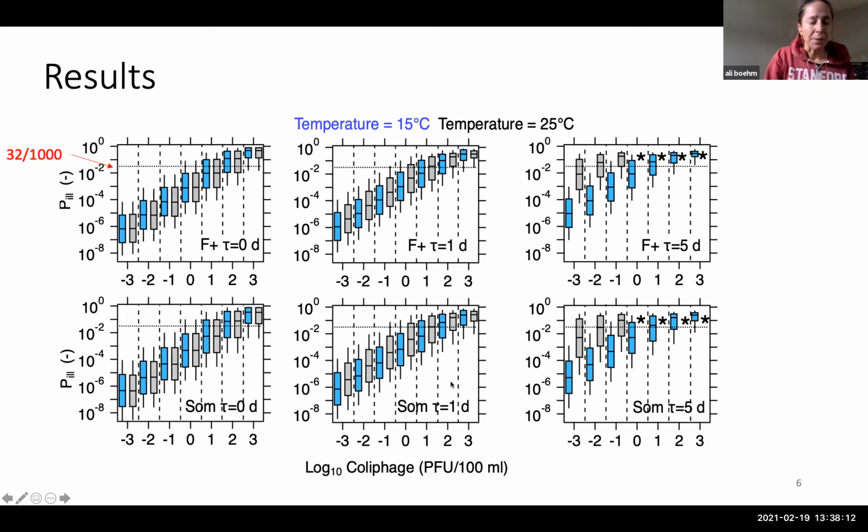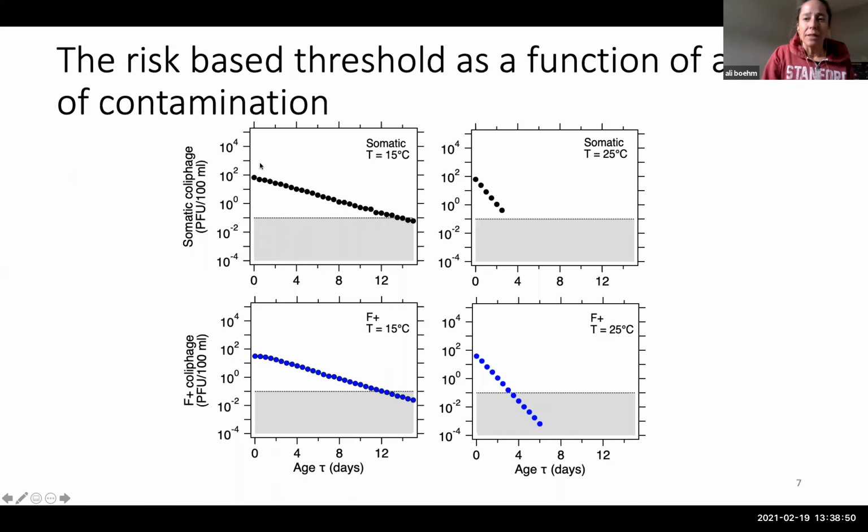So it's hard to see here what the risk-based threshold is for this particular tau. It's the concentration for which the median illness crosses this horizontal line of 32 out of 1,000. So for tau equals 0, it looks like it's somewhere between 10 and maybe 100 PFU per 100 mL, but we're going to look at that on the next slide. And the concentration where it crosses this line changes as a function of tau. So this slide summarizes that.